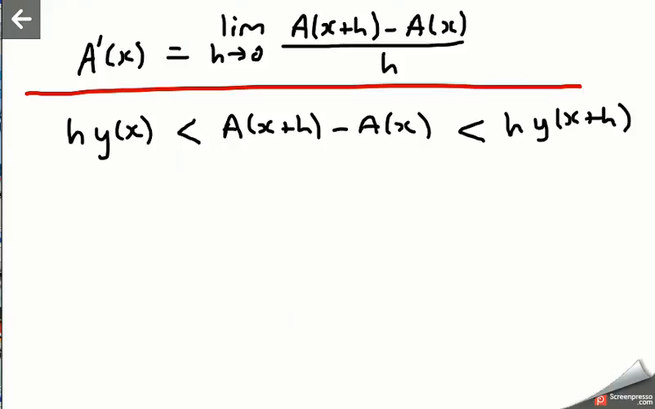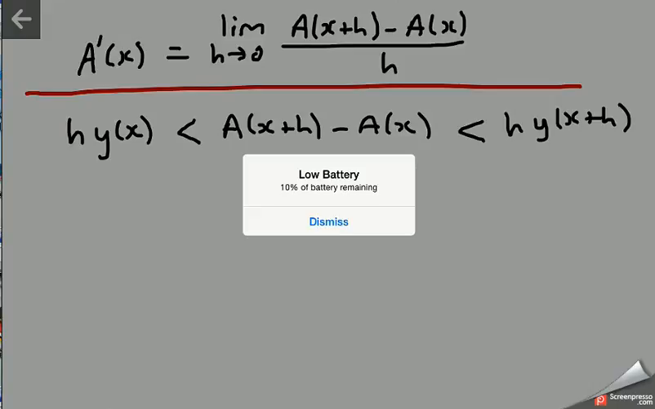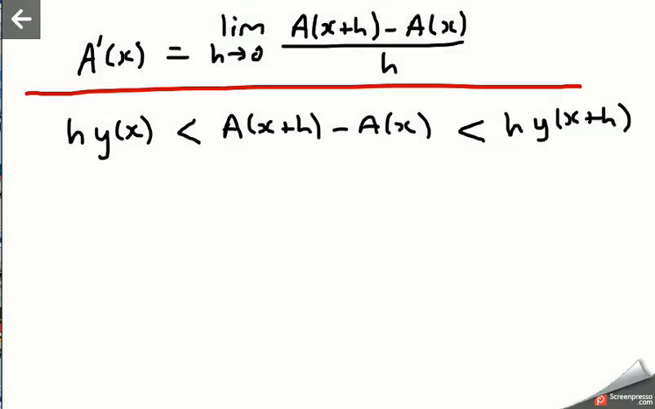And now we're getting somewhere, because we can just divide through by h, since h is bigger than 0. If h was smaller than 0, we could pretty much do the same thing, but we would be swapping the signs around. But the same kind of thing would work. So let's go ahead and divide through by h.